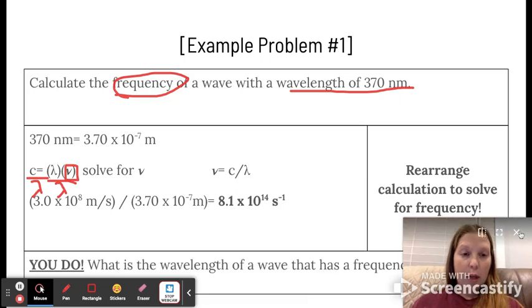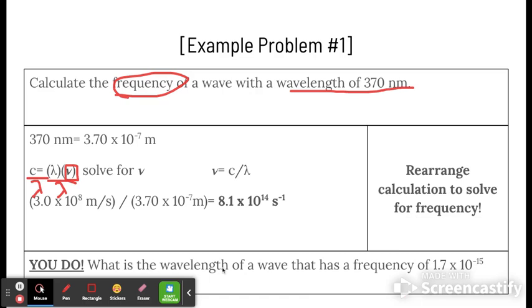So you go ahead, let me X out of this picture. I want you to solve for the wavelength on a wave that has a frequency here. So pause the video and try that.